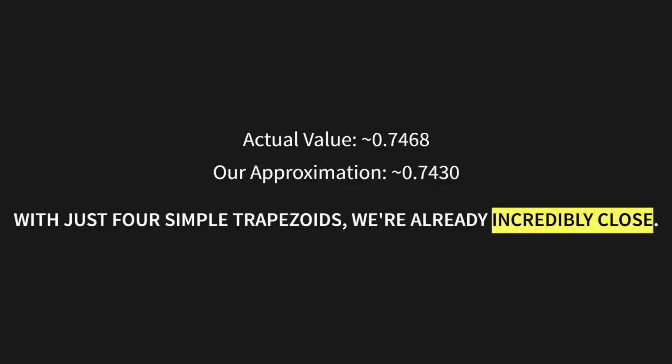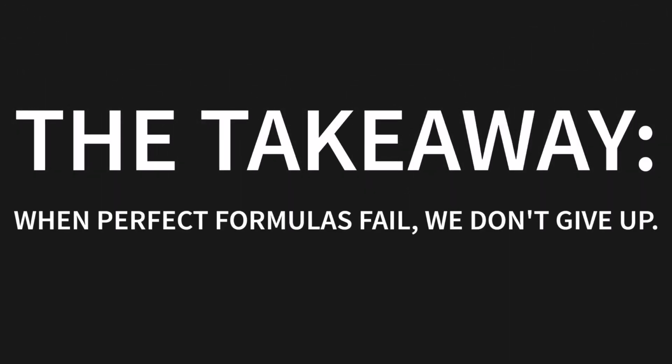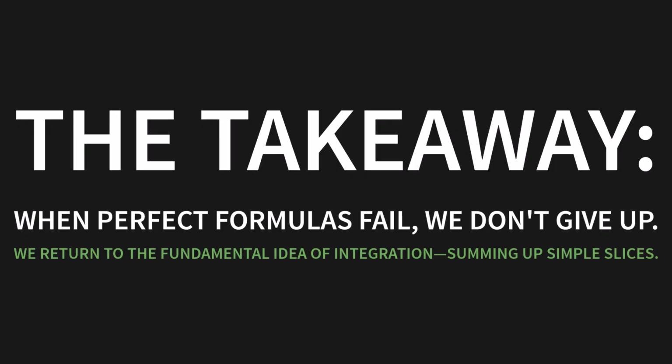The actual value is about 0.7468. Our approximation is 0.7430. With just 4 simple trapezoids, we're already incredibly close. So what's the takeaway here? When perfect formulas fail, we don't give up. We return to the fundamental idea of integration, summing up simple slices. This is how the real world gets things done.